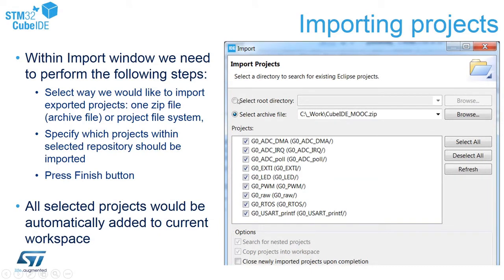Then we need to select either the root directory, if the project is stored as a file folder and not a zip, or if it's stored in an archive file, we need to select Archive file and browse to it. I can select the projects interesting for me and then press the Finish button. As a result, all of the projects pop up in my active workspace.